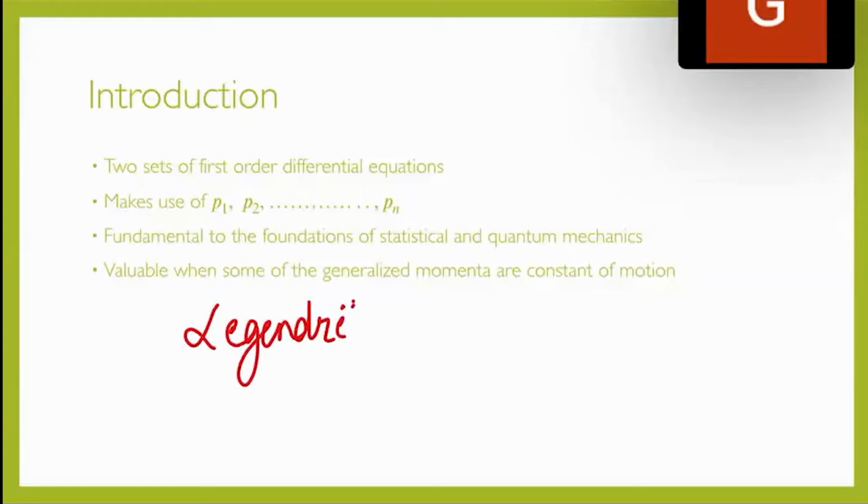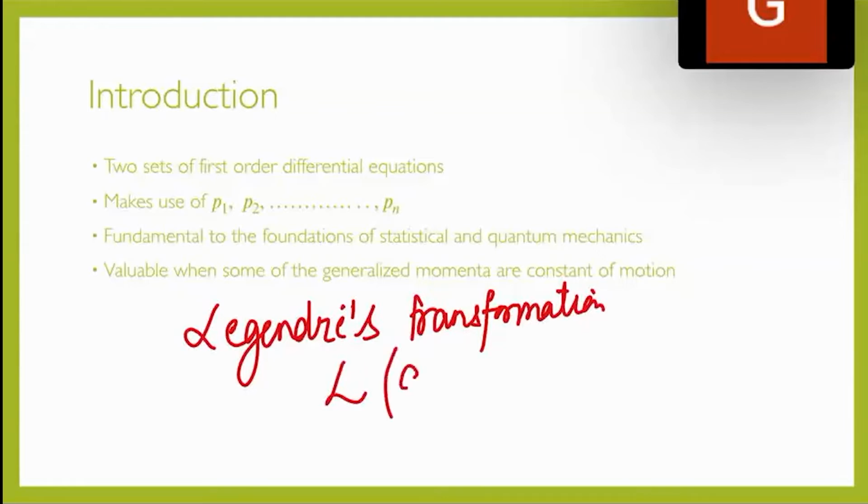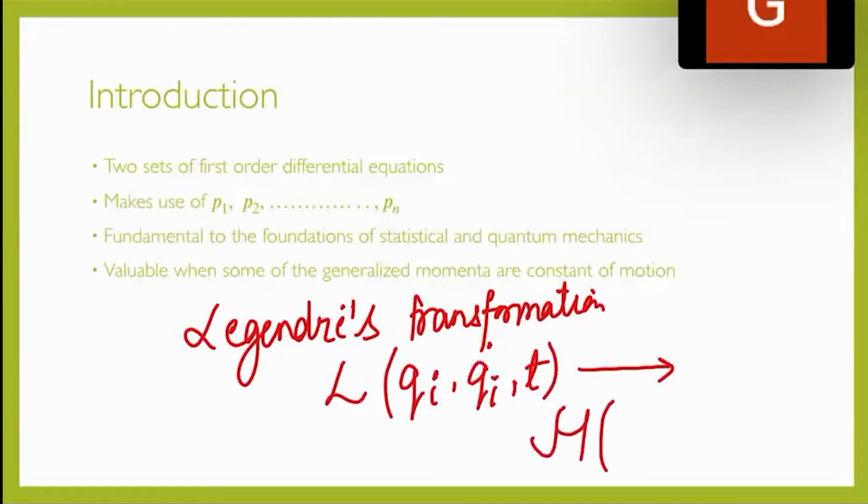Legendre transformation. This was performed on L. We know L is a function of the generalized coordinate, generalized velocity, and time. It was performed on this function so that we can obtain the Hamiltonian function, which will be a function of the generalized coordinate and its conjugate, that is the generalized momentum, and time.